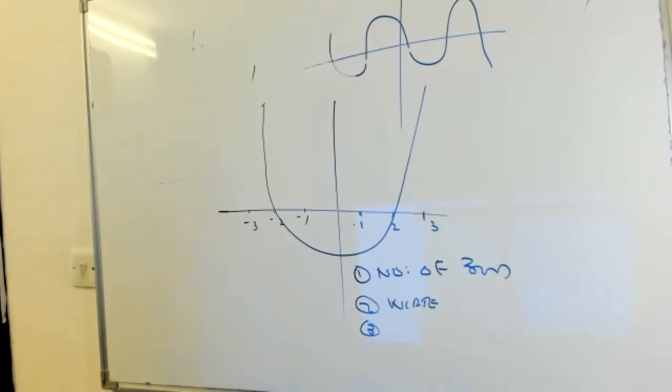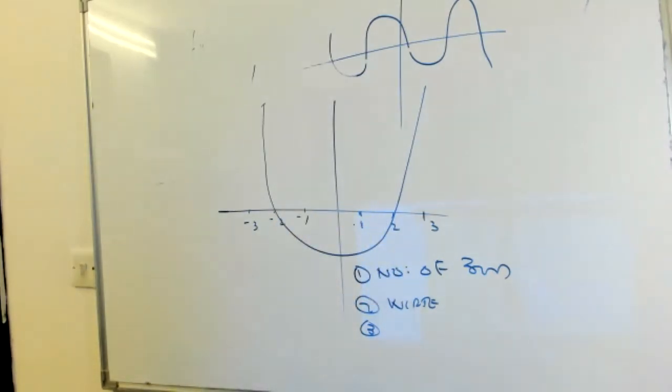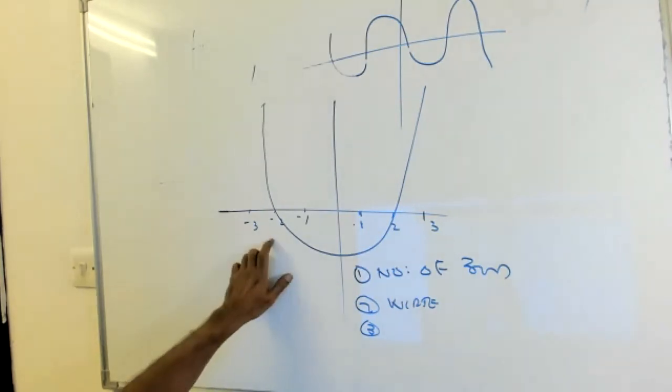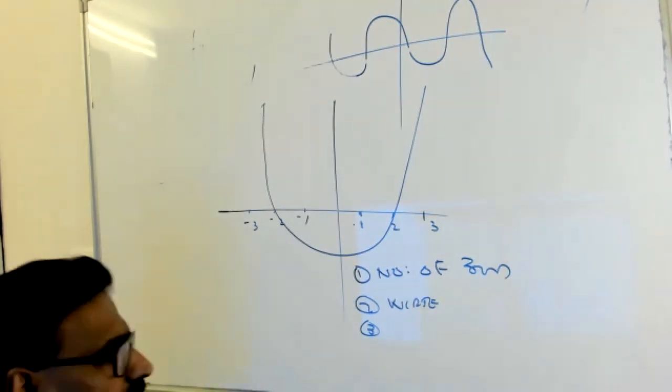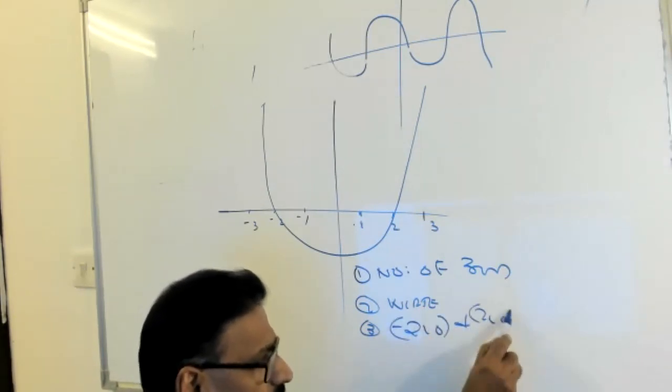Okay. What is the first question's answer? Number of zeros is 2. Second one, write the zeros: -2 and +2, right? Yes. Okay. What are the coordinates of the zeros? -2, 0 and 2, 0. Those are the coordinates of the zeros. Okay.